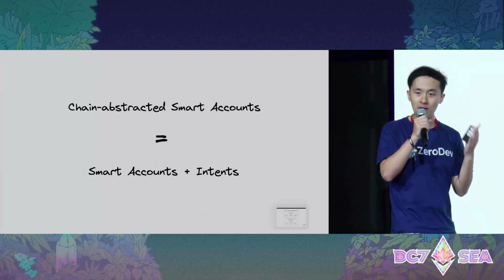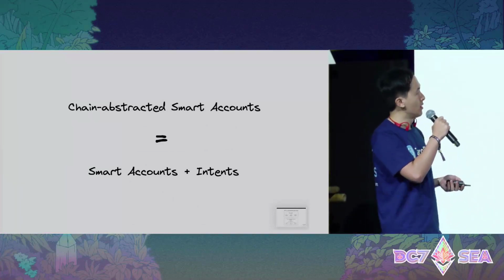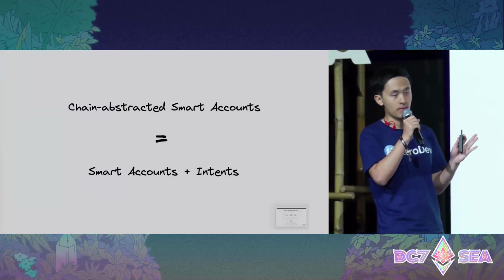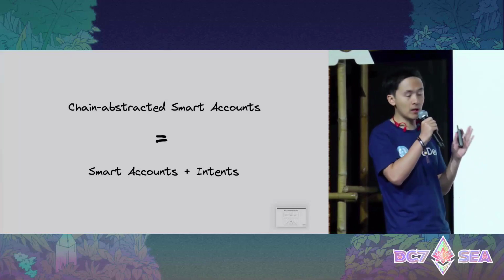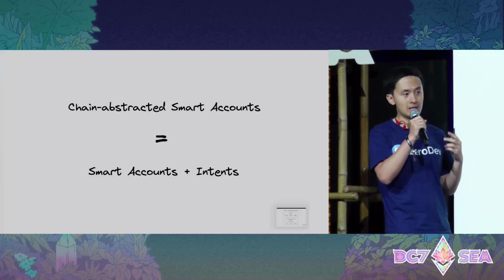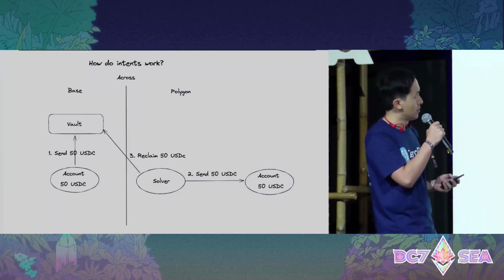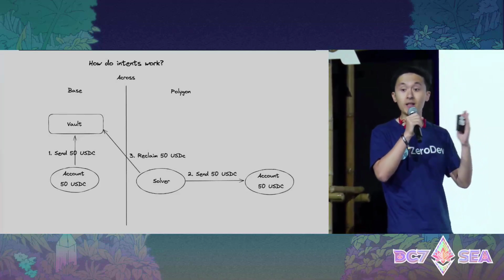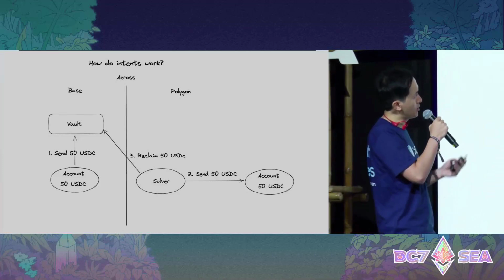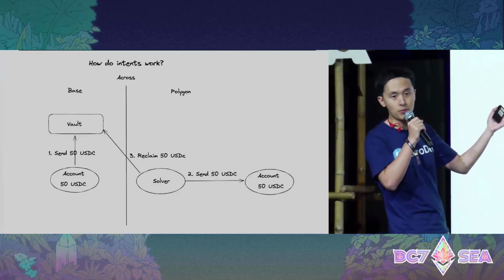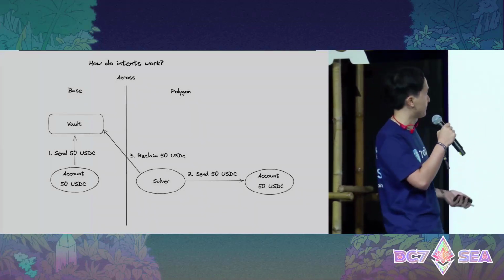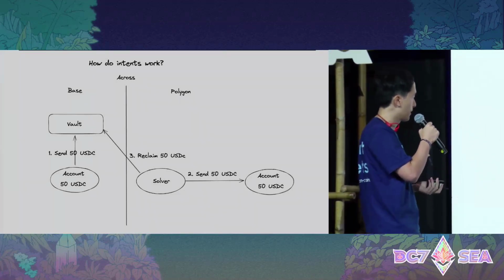Let me tell you how chain abstracted smart accounts actually work. Very simply, a chain abstracted smart account is the combination of two technologies, smart accounts and intents. Let's first think about how intents work, right? Let's use the most popular intents bridge, Across, as an example. So here's how Across works.